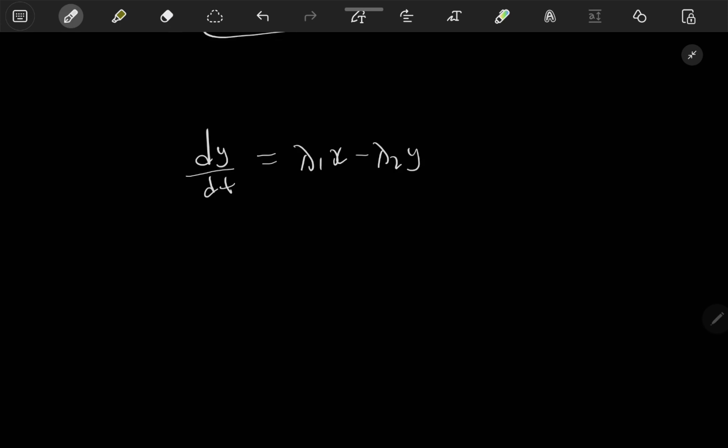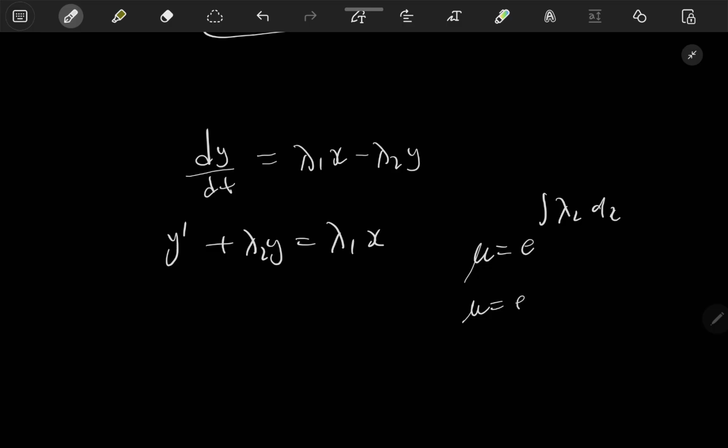So for this side, it doesn't look like it will be separable, but I can use an integrating factor. It's also linear. Let me call this one y prime, and then I'll take that onto the other side. I'll have lambda 2 y, and here will be lambda 1 x. Let's look at what we normally have, and you can find our mu. It's going to be e to the integral of lambda 2 dt, and our mu is going to be e lambda 2 t. Then we can multiply throughout.